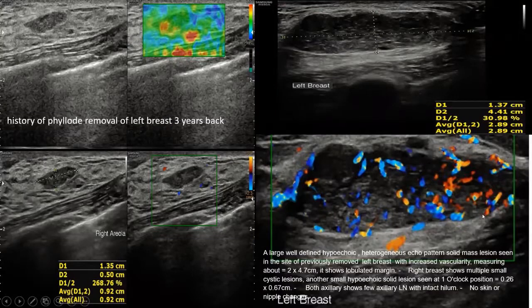And look now, that one is very vascular. Now it is highly vascular, and usually phyllodes is characterized by high vascularity. But even the cellular fibroadenoma is also highly vascular. And the other breast also contains multiple similar lesions. On elastography, they appear relatively hard, or relatively stiff.